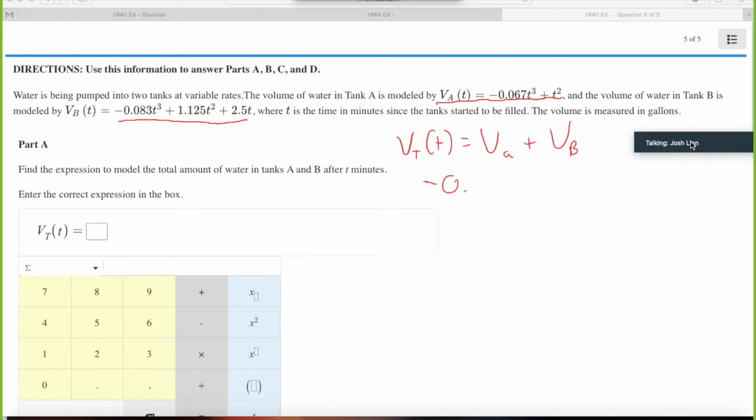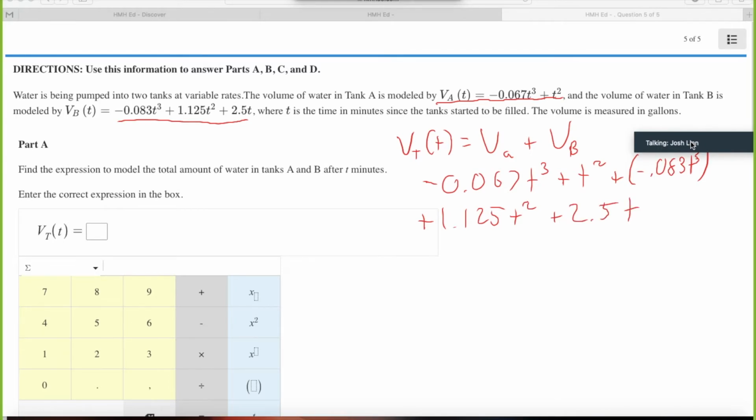So we've got minus 0.067 T cubed plus T squared plus a negative 0.083 T cubed, and I'm just going to keep writing on down, plus 1.125 T squared plus 2.5 T.